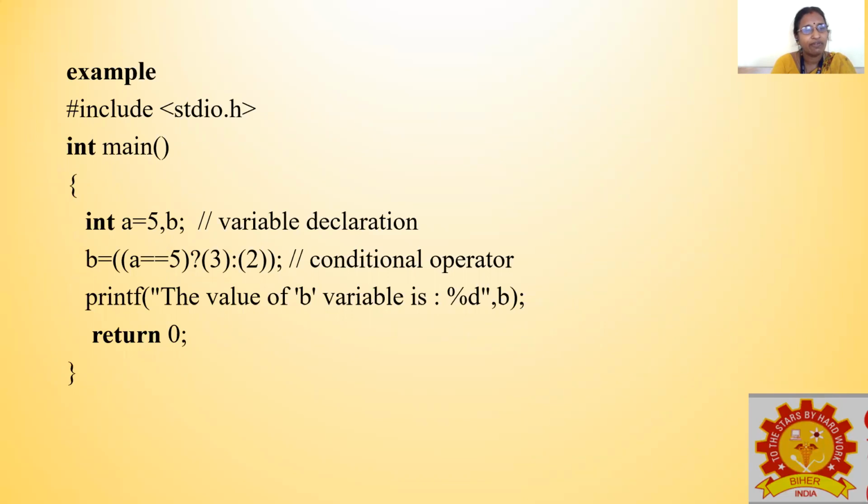Next, a equal to 5 and b is a variable. b = (a == 5) ? 3 : 2. So a equal to 5, obviously it is true. Then b is assigned the value of 3. Clear? Or else 2 will be the value. Here in our example, a equal to 5, so 5 equals 5, so the value of b is 3.